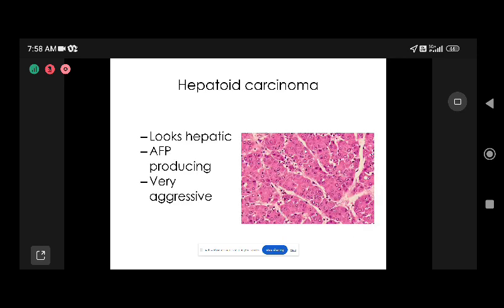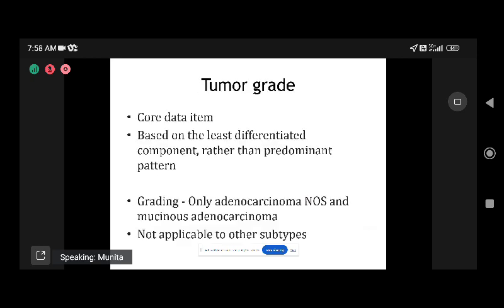And rarely you can see a hepatoid adenocarcinoma, which can look like hepatocellular carcinoma and can be AFP producing also, and these are aggressive. So these are rare and aggressive subtypes, but signet ring and mucinous adenocarcinomas are something that we see much more frequently than the other subtypes.